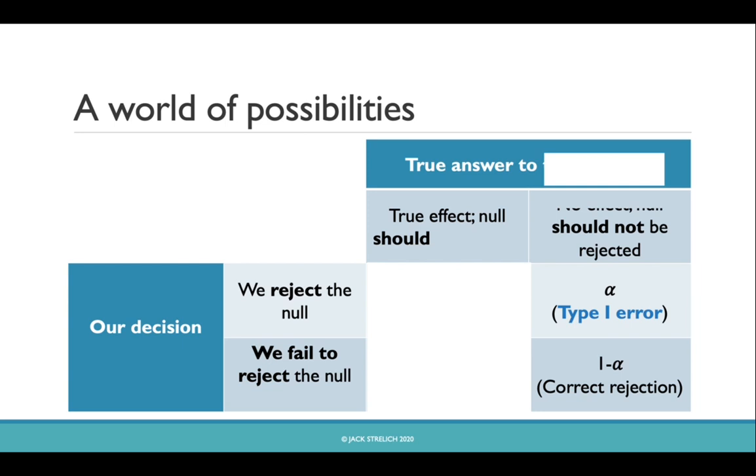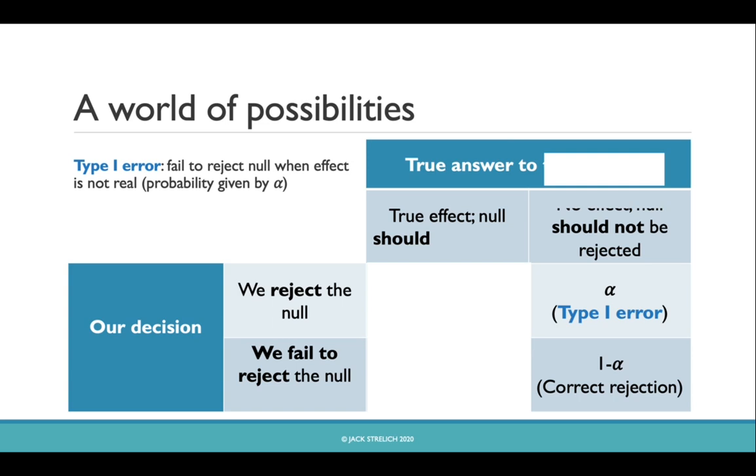So let's begin by imagining a world where there is no effect, and the null should not be rejected. If this is the case, if we reject the null, we've made a type 1 error. If we fail to reject the null, in this case, we've made what is known as a correct rejection. We have correctly concluded that there is no effect. The probability of making a type 1 error, if the null should not be rejected, is represented by alpha, as we've discussed, and thus our probability of a correct rejection is equal to 1 minus alpha.